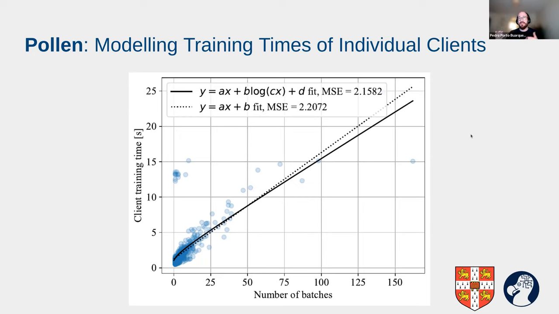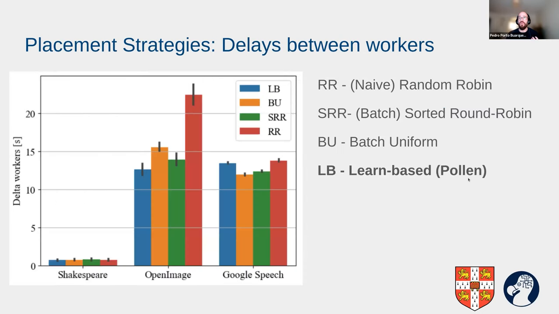We've noticed that this kind of works, but we were able to improve on this model. So we actually increment this by adding a logarithm part in this equation, which, as you can see, gives us a slightly better mean square error when we try to fit the curves based on what we accumulate. And this is what we call the learn-based method in Pollen.